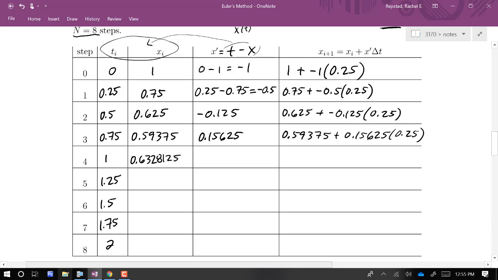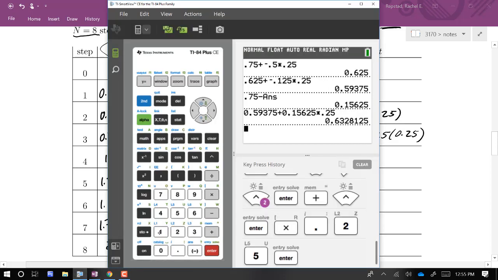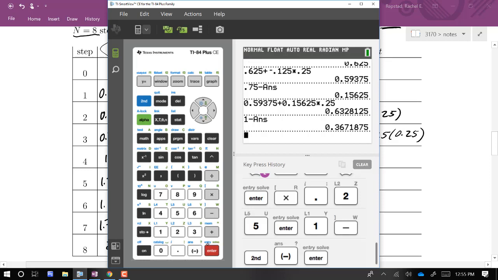And then again, it gets pretty repetitive. T minus x gives 0.3671875.